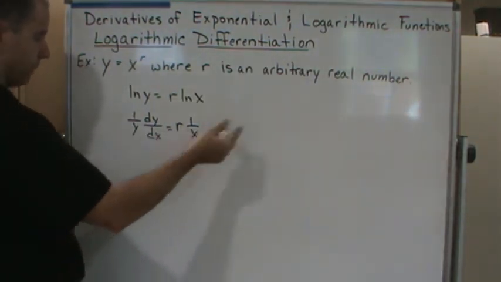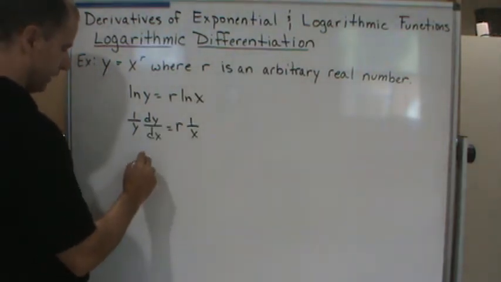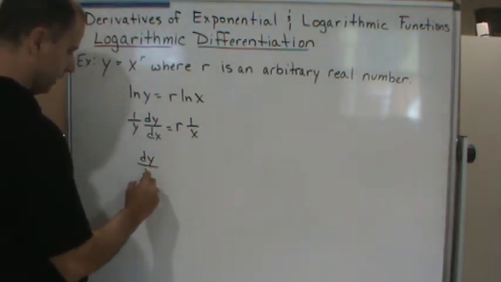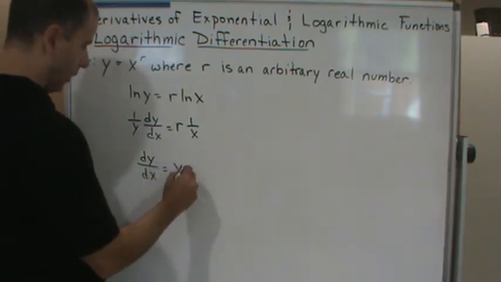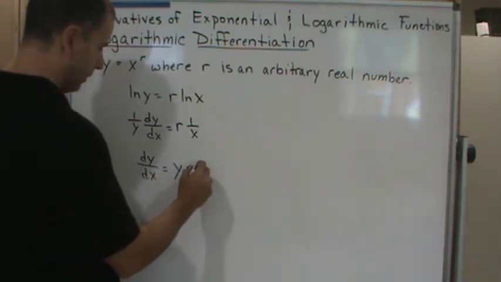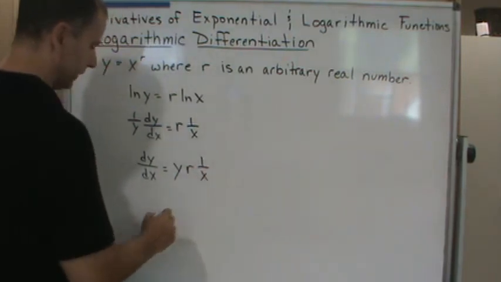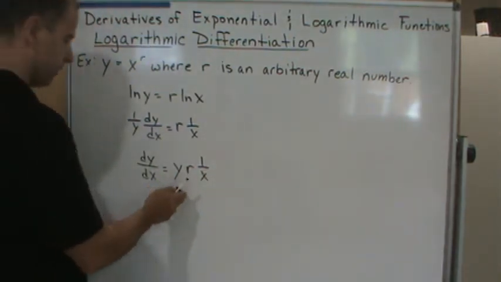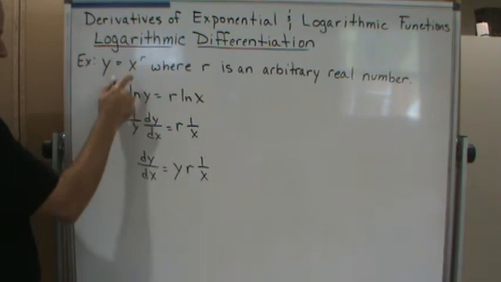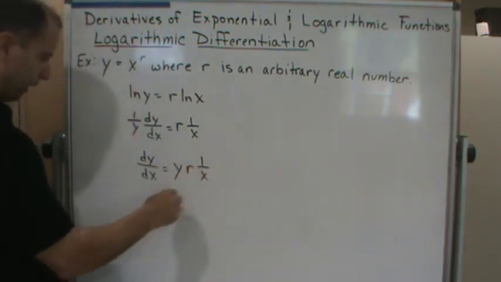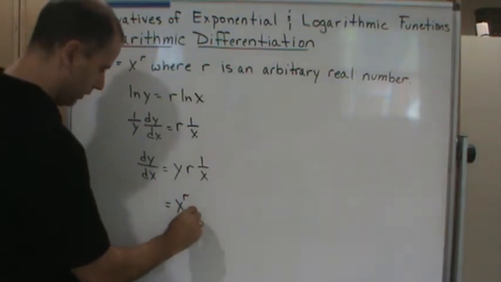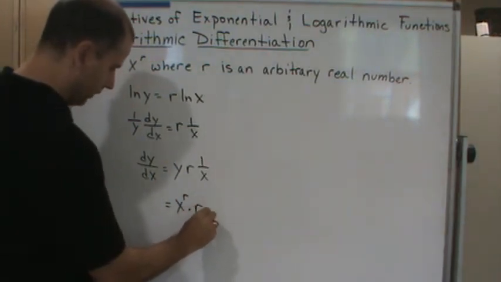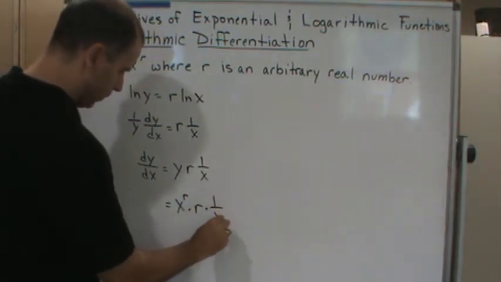Now I'm going to multiply both sides by y. So I get dy dx equals y times r times 1 over x. Okay, now I'm going to substitute y back in. Well, what's y? x to the r. And I'm going to rearrange this. So this is x to the r times r times 1 over x.